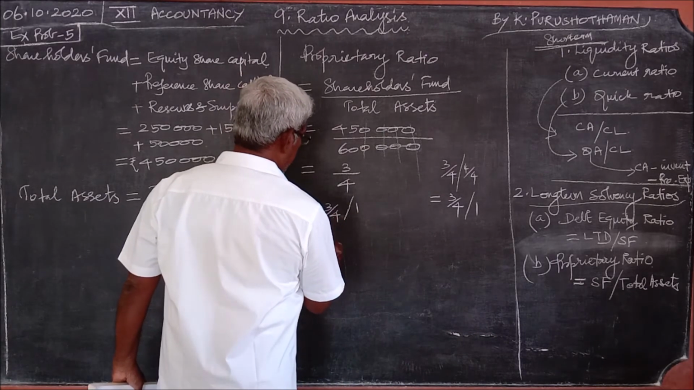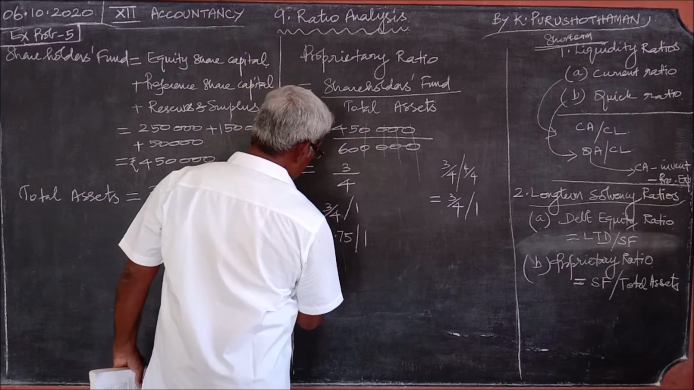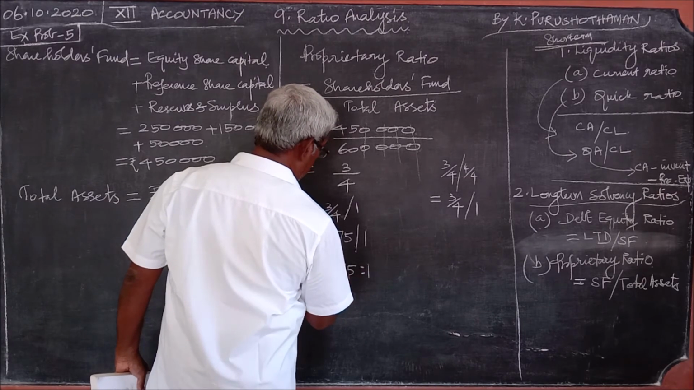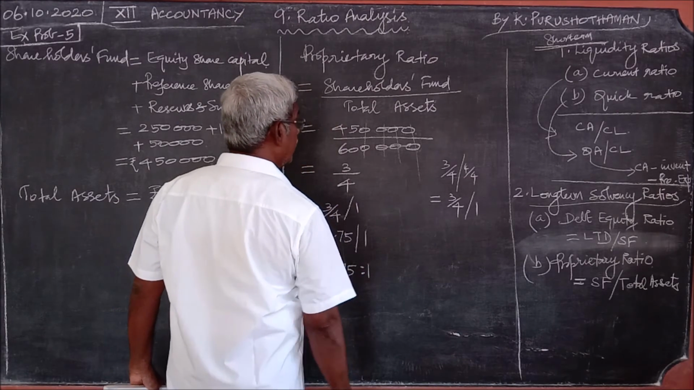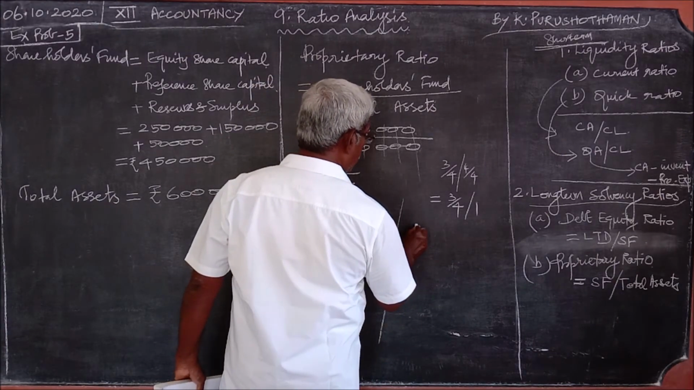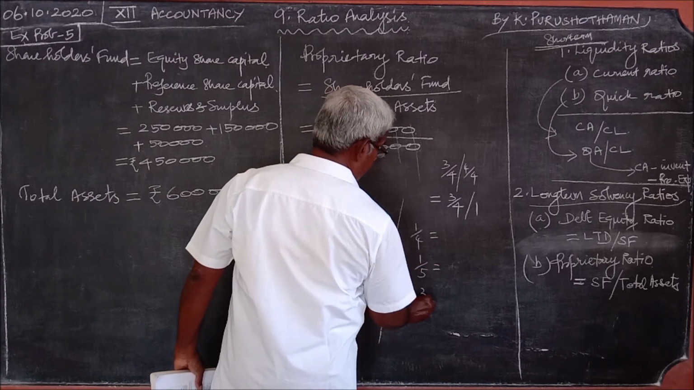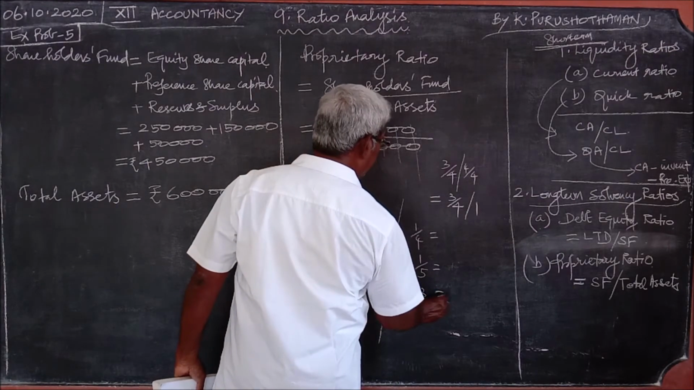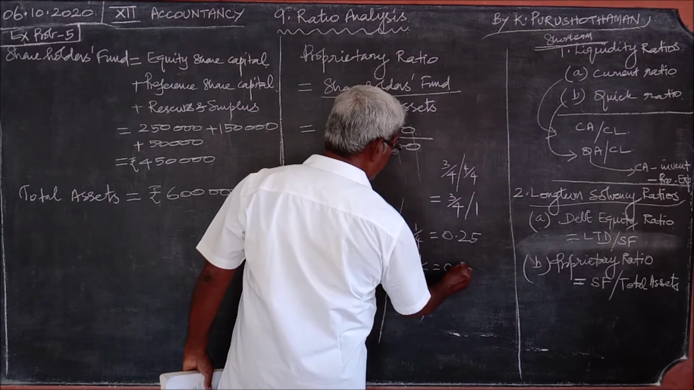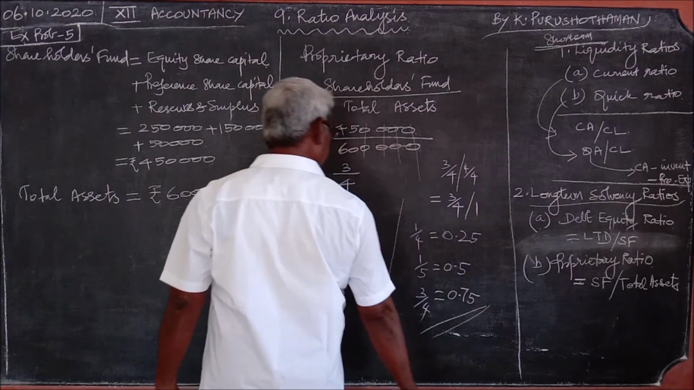What is 3 by 4? I told you just now, 0.75 by 1, which is equal to 0.75 is to 1. Better remember what you should do. You should remember 1 by 4 value, 1 by 5 value, 3 by 4 value, so that you can save time in the examination hall. 0.25, 0.5, 0.75. Okay? Right.